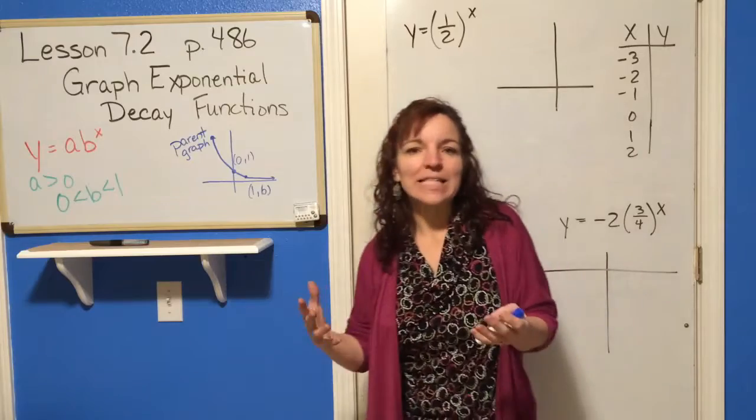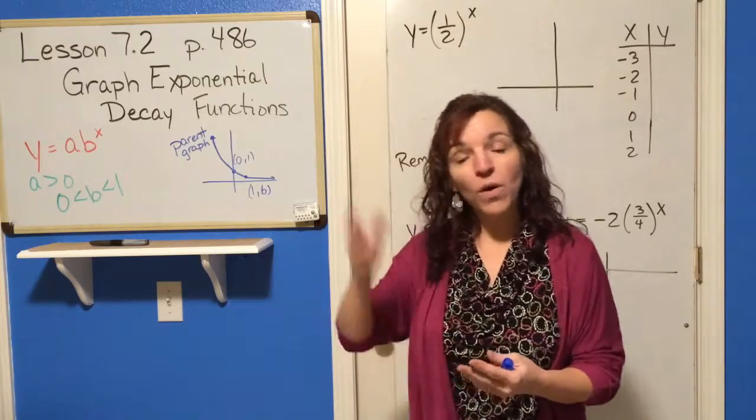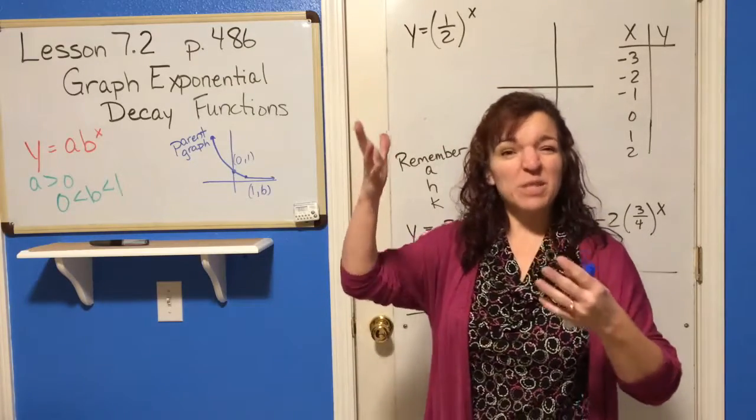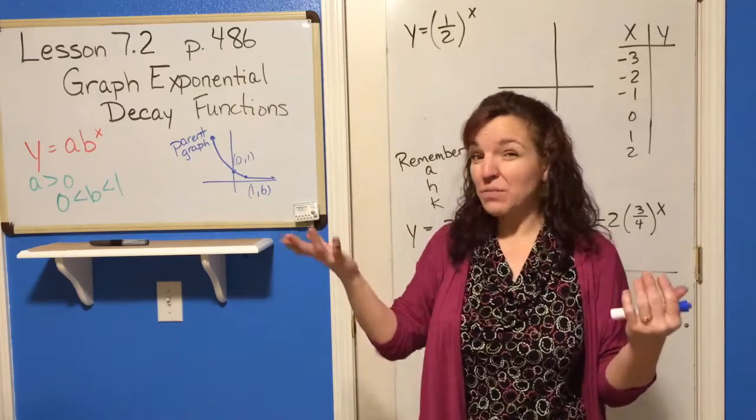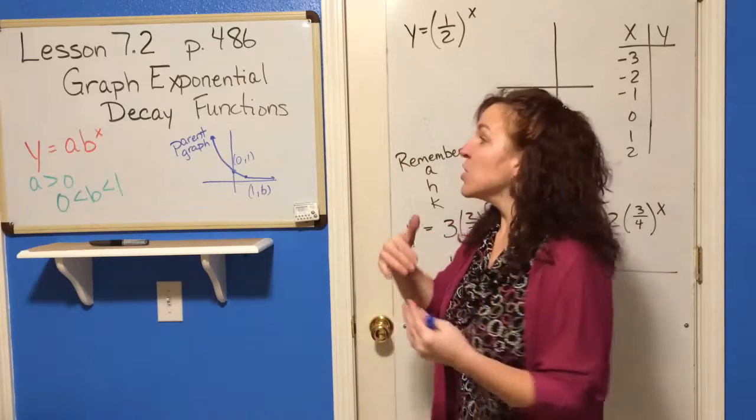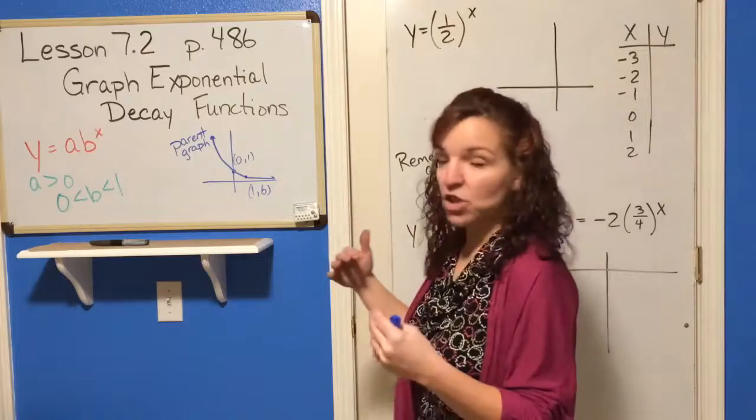Sometimes things like money in the bank will grow. However, sometimes there's a decay. We talked about population growth. Sometimes the population declines. So in this case, decay functions.